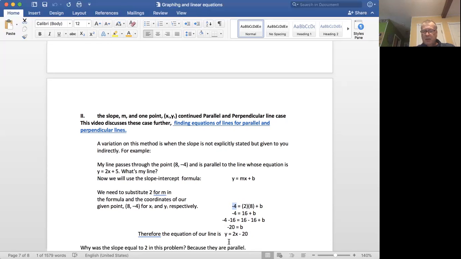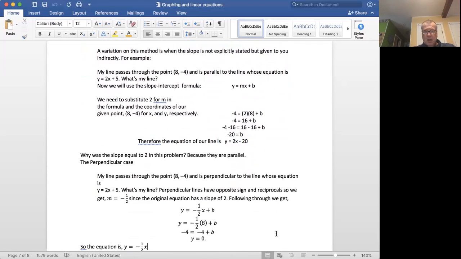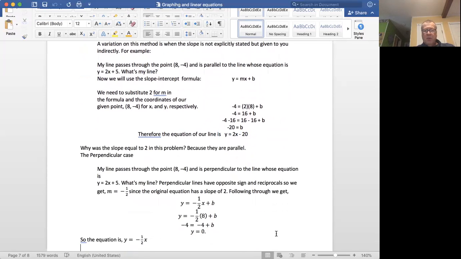That's not the only thing. So then we put it all together as an equation. So that means y equals 2x minus 20. Why is the slope equal to 2 in this problem? Because they're parallel. Let's look at the perpendicular case.